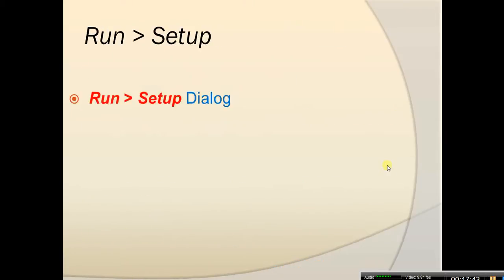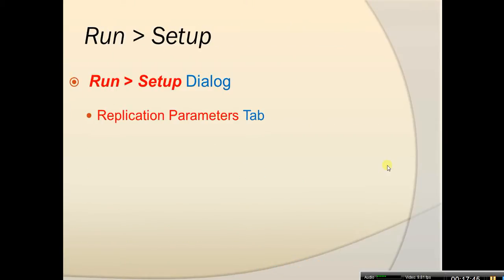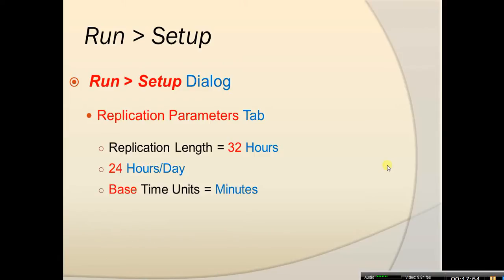And in terms of the run setup, in the replication parameters tab, we'll change the replication length to 32 hours, 24 hours per day. We'll select base time units as minutes. So let's go ahead and start with that and change the run setup. So let me demonstrate this in Arena.